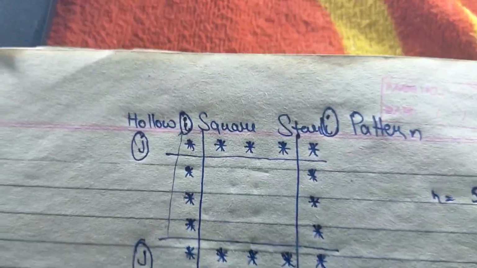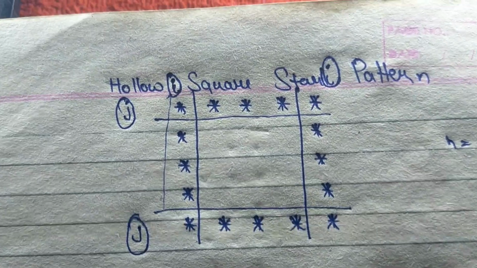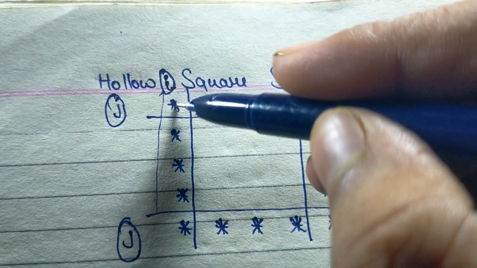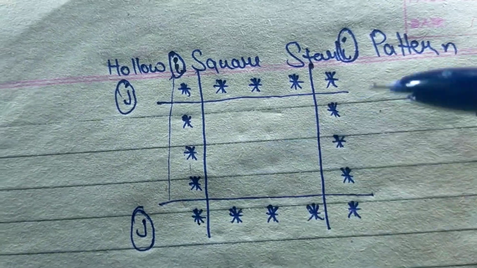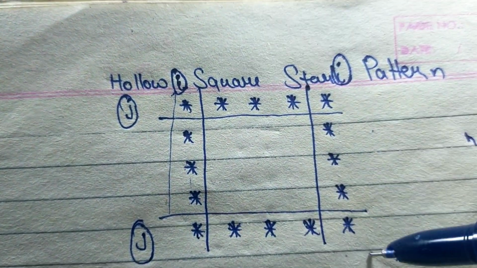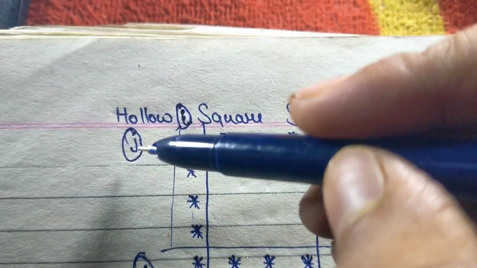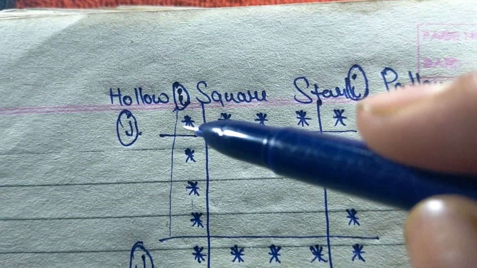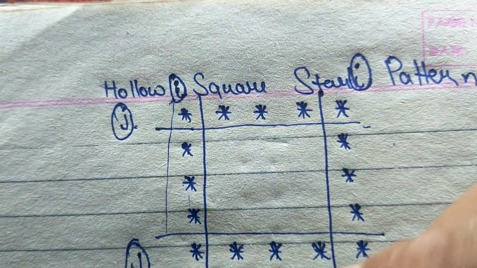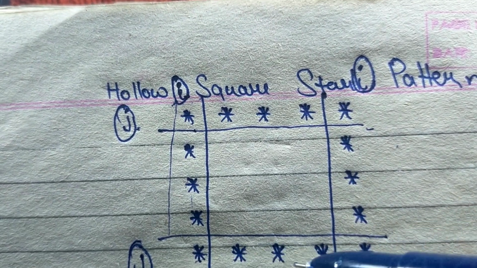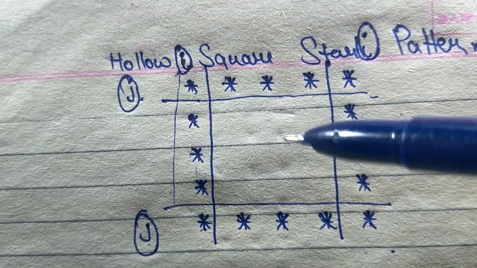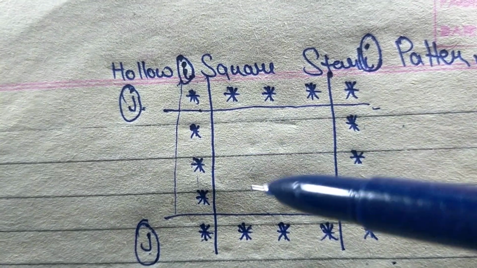What you understand from this: if our i is 1, it will print all stars. If our i is n, it will print all stars, the same as in j. If our j is 1, then it will print whole stars. If our j is n, it will print whole stars, and otherwise, in other terms, all will be printing spaces.